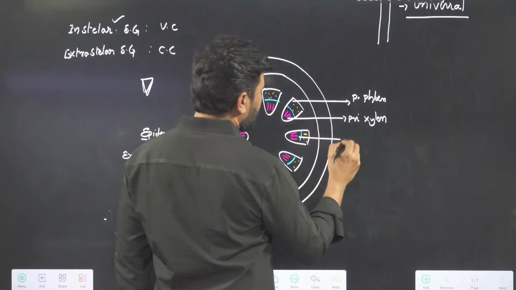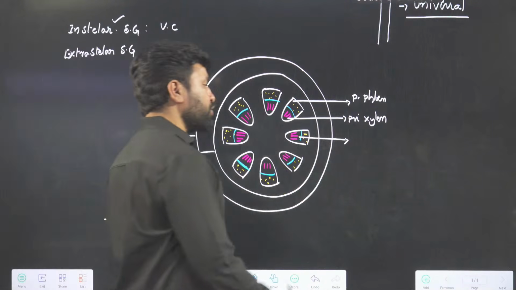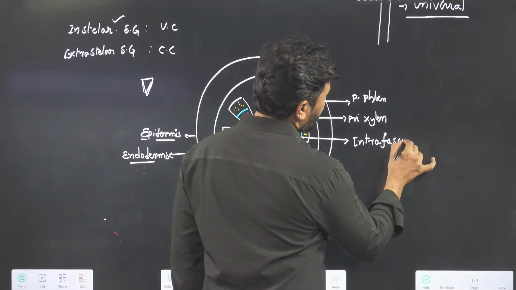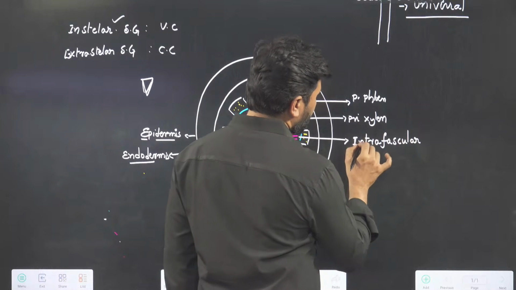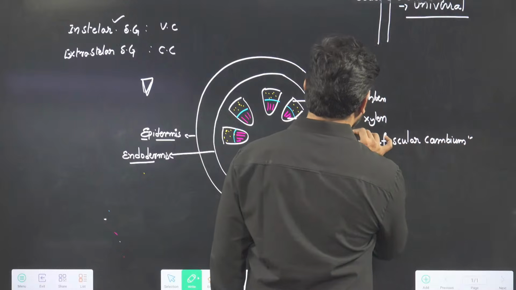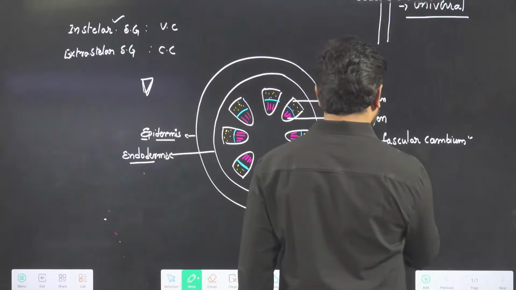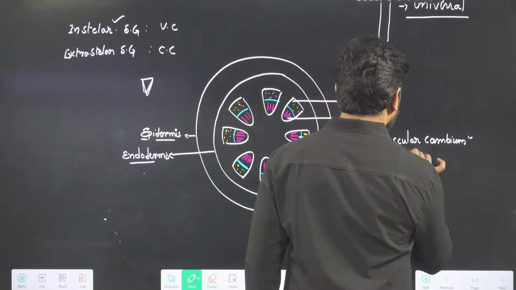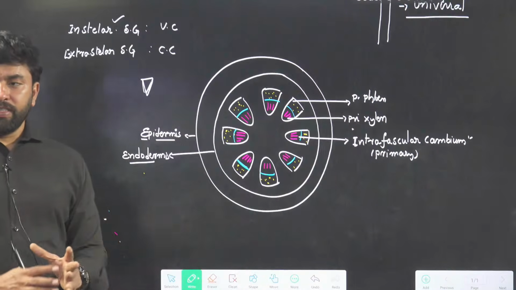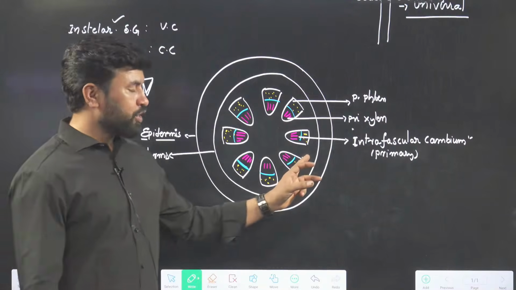Between the primary phloem and primary xylem, there is a band of cambial tissue. The cambial tissue is known as intrafascicular cambium. Could you tell me the other name of intrafascicular cambium? It is also known as fascicular cambium. Is it primary or secondary? Of course it is primary. That's what we have learned in the earlier classes. Whatever I have written here is not after the secondary growth. Before secondary growth, these are the tissues present.